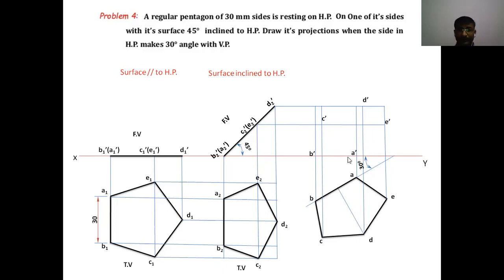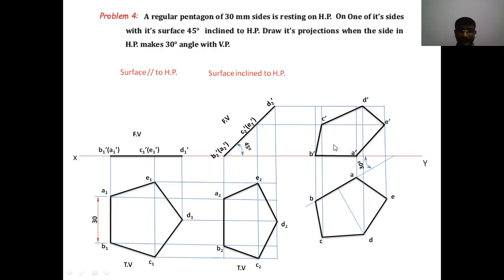Join these points in order, then we will get the front view. So A dash with B dash with a dark pencil, and B dash to C dash is another line, dark pencil, and C dash to D dash, draw the dark line, D dash to E dash, and A dash to E dash. This is the final stage front view. After rotating the surface with HP and edge with VP, we will get the final front view and final stage top view. This is the pentagon like this.